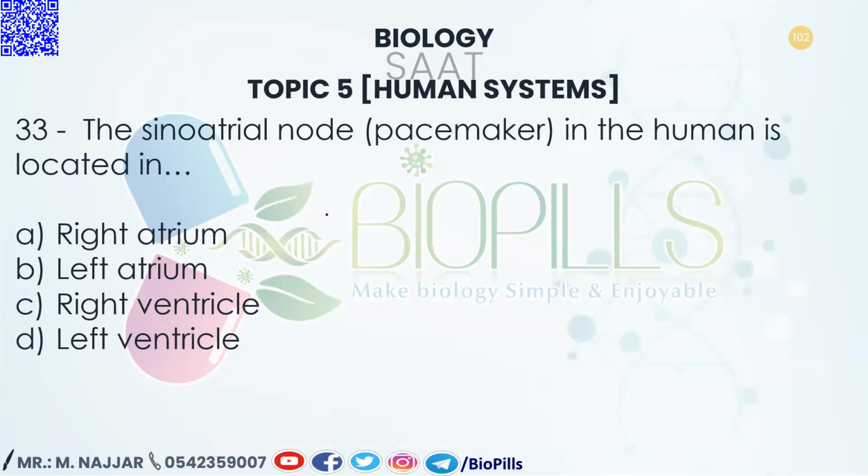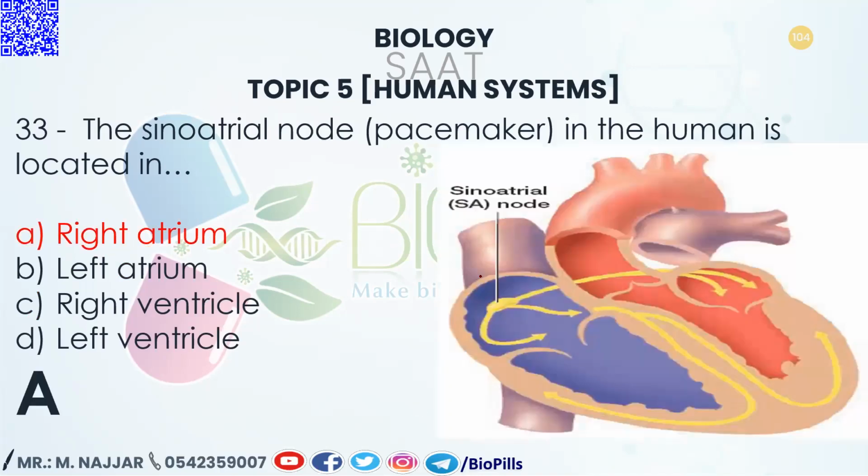Question number 33. The sinoatrial node, the pacemaker in the human, is located in A, right atrium. This is the SA node. B, left atrium. C, right ventricle. D, left ventricle. The SA node is found in the right atrium, here in this place exactly. Here is the sinoatrial node that receives the nerve impulse and sends it to the walls of the atria in order to allow them to start contraction. And of course, it sends the messages to the AV node.